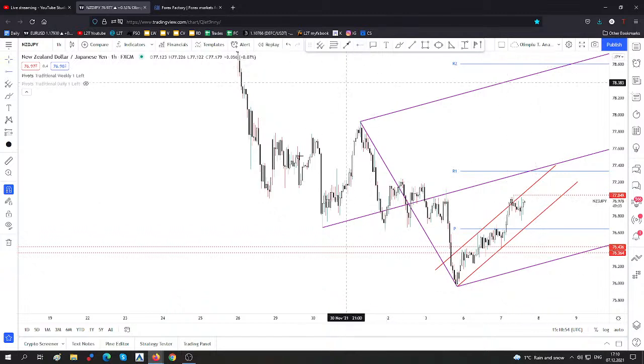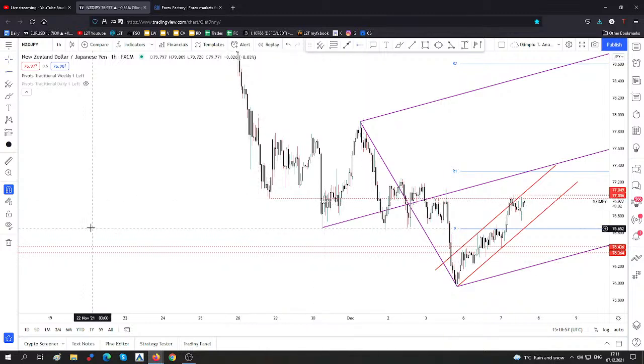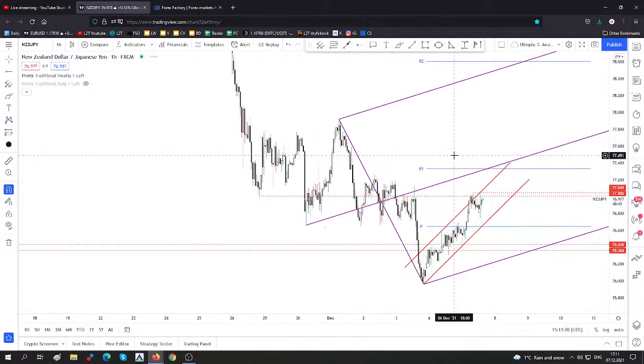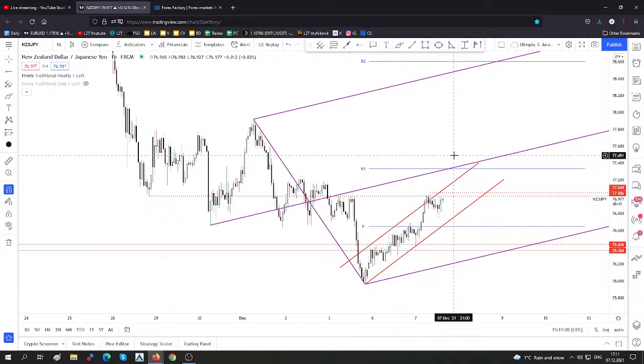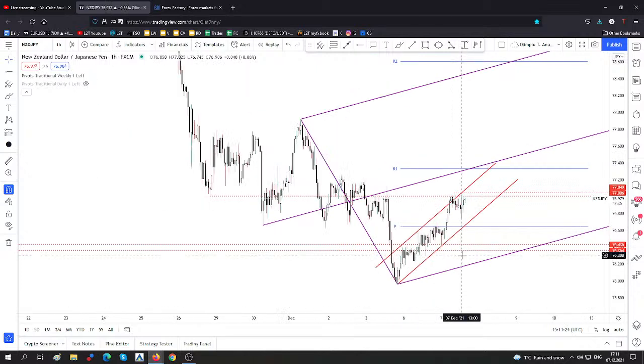Also, this former low, 77, actually the 77 psychological level, is a key level. Let's see how the pair will react here. So New Zealand dollar versus Japanese yen. This is my opinion here. Personally, I'll wait for something because the pressure is still high.